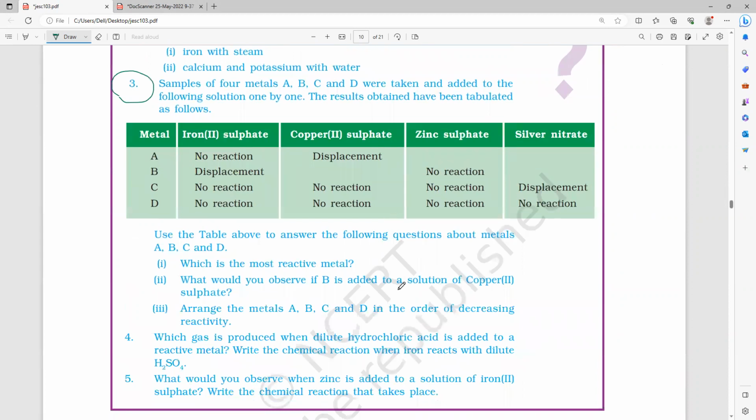Okay, we all are very familiar with the metal activity series. You can easily answer this one. So try to answer, then the remaining questions we will study.